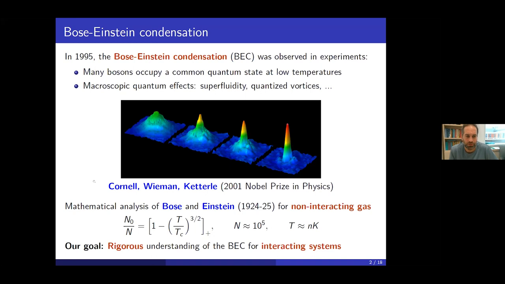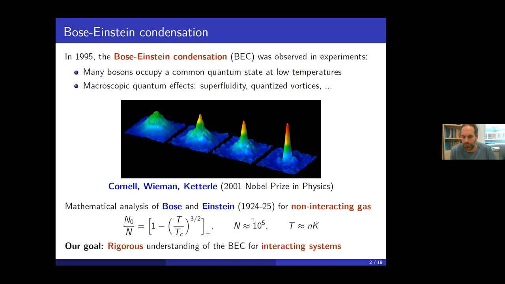So the heuristics of this picture has been derived already by Bose and Einstein in the 20s, so almost 100 years ago, for a non-interacting gas. And for a non-interacting gas, they derived a famous formula which says how many particles will occupy the zero momentum mode in relation to the number of all particles. And they derived this critical temperature. There's a formula for the critical temperature when this macroscopic occupation starts to appear.